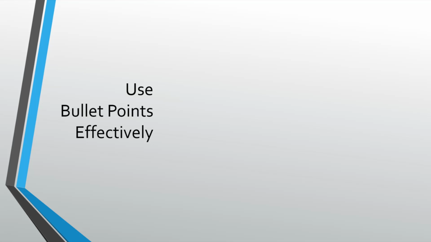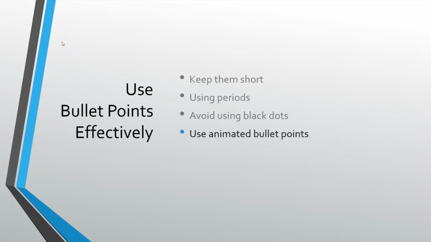Now let's talk about how to use bullet points effectively. In this part of the tutorial, we're going to talk about how to keep bullet points short, using periods, avoid using black dots, use animated bullet points, and do not use them on every slide.